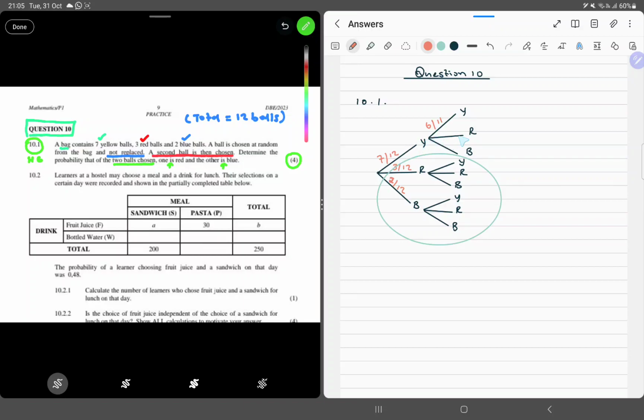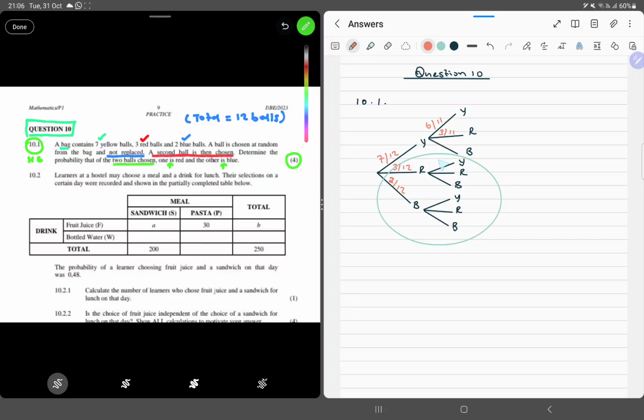Then we come here and say, look, what if this yellow ball did not happen actually? The second ball came out red. How many red balls did we have? They are still intact, so it would be 3 over the total, which is now 11. Why? Because we've already drawn a yellow ball the first time around, and we did not replace it.